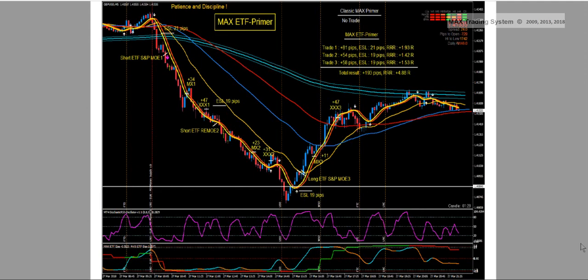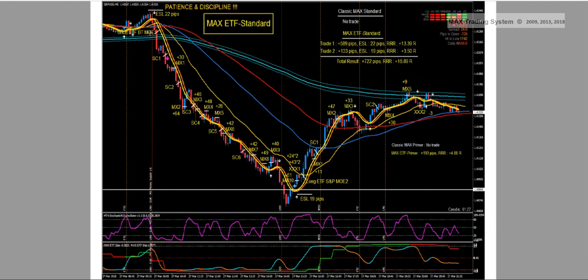And with the ETF standard, of course, with the scaling technique, we have the same movement, not necessarily the same entry; we may have an earlier entry. But you can see the different steps of scaling in and scaling out from that trade until we have the reversal on this point, which corresponds also to a new long trade. Now you can see the difference of the result in the realized reward to risk ratio.